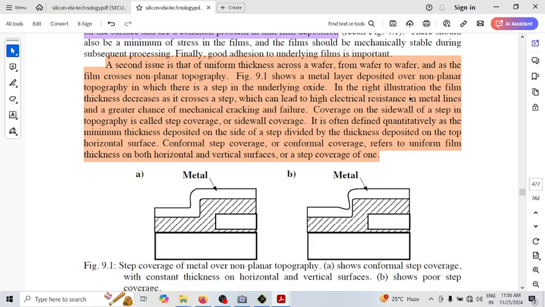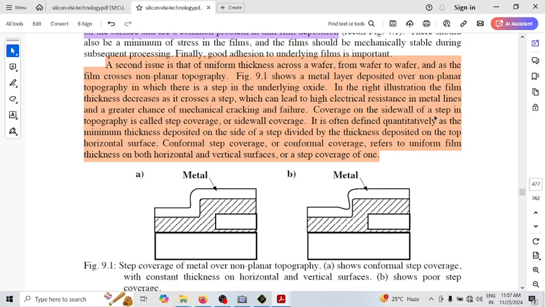In the right illustration, the film thickness now decreases as it crosses a step, which can lead to high electrical resistance in the metal film and greater chances of mechanical cracking and failure. So because of this reduced coverage, it may finally end up with some mechanical cracking, and it may just fail.